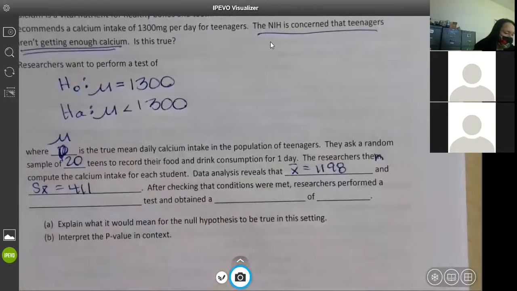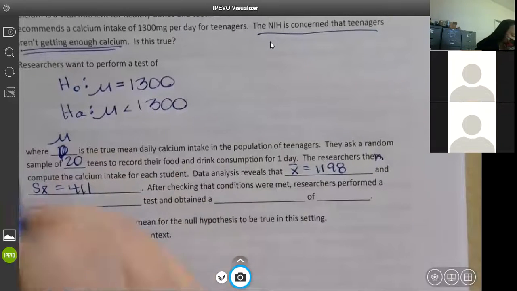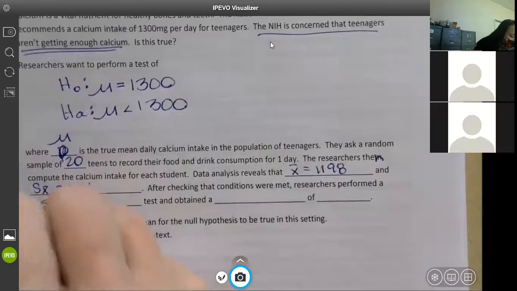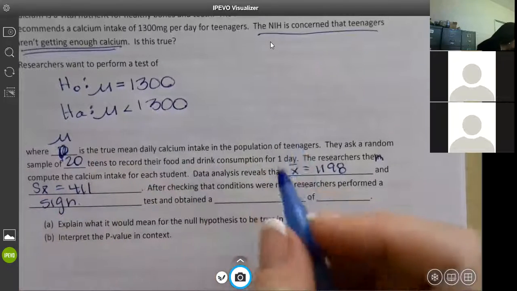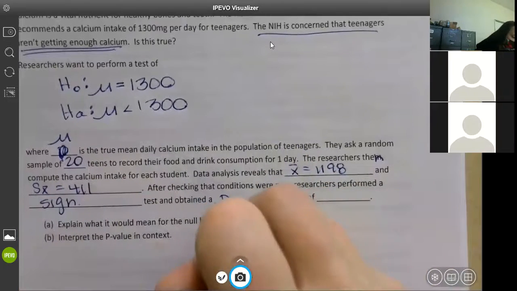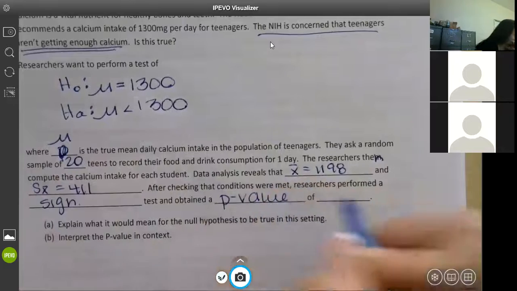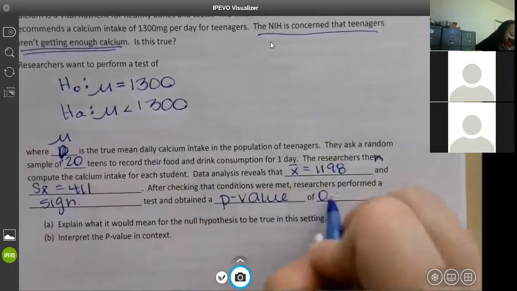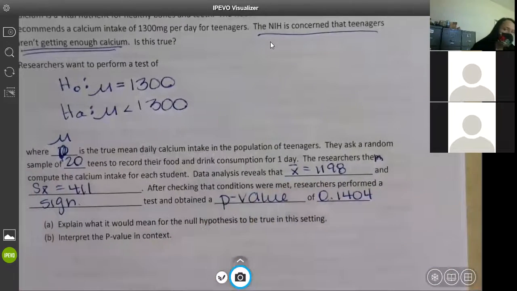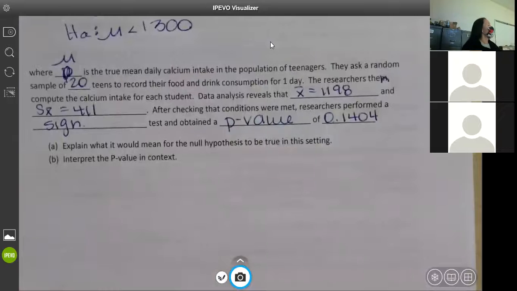After checking that conditions were met, researchers performed a significance test. You guys don't know how to do that yet. And obtained a p-value of 0.1404. So your p-value is that probability they were talking about the last time, where it had the 0.0075 or whatever. It's the probability that it actually happens.